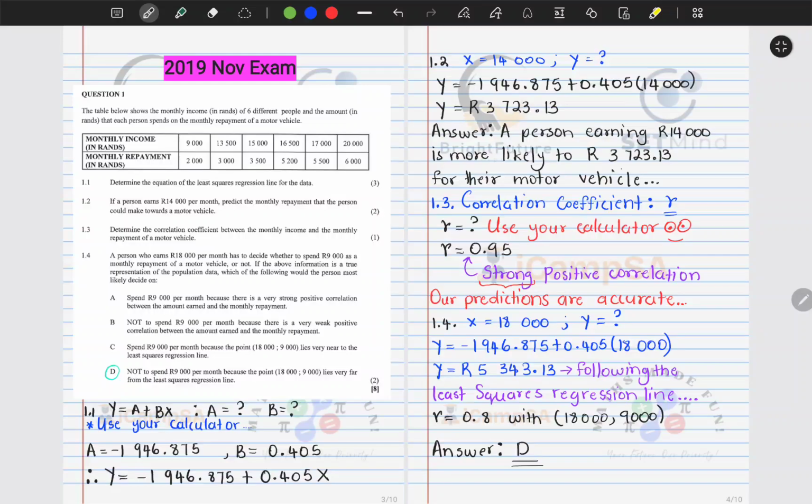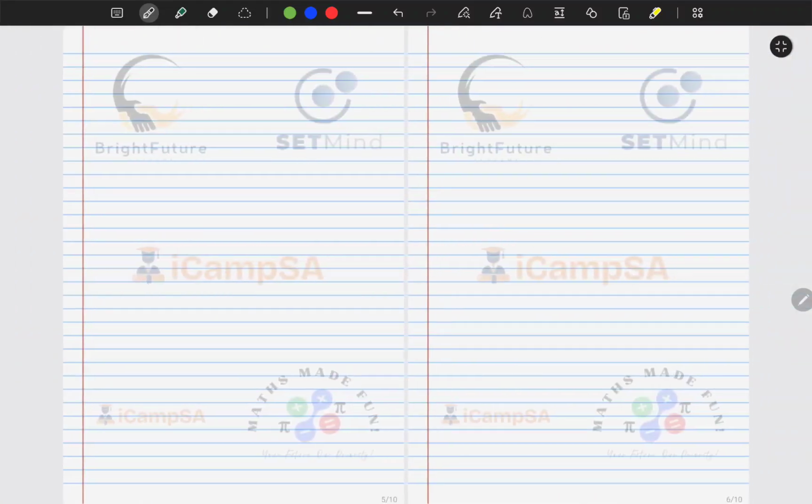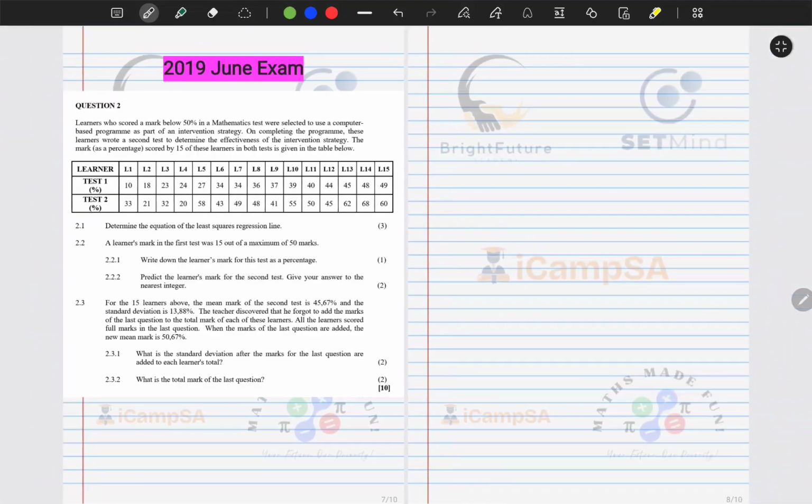Okay, I hope that this does make sense and you guys understand the thinking. So with this in mind, let's move to the next question, which is question number 2. This is still from the 2019 paper, but this is the June version.